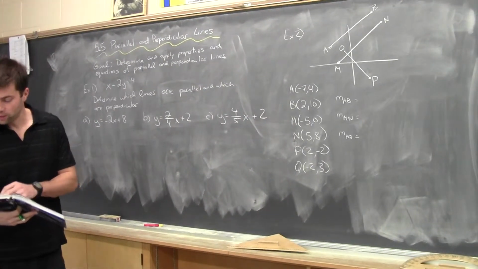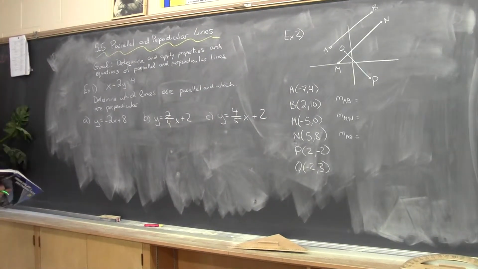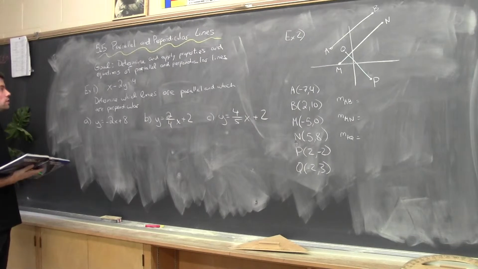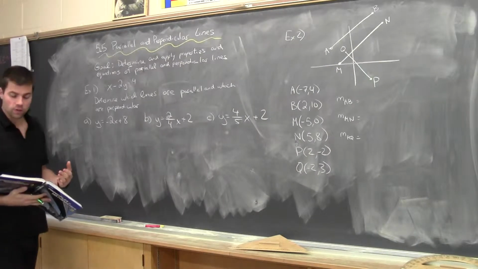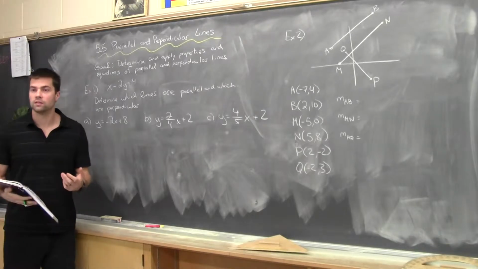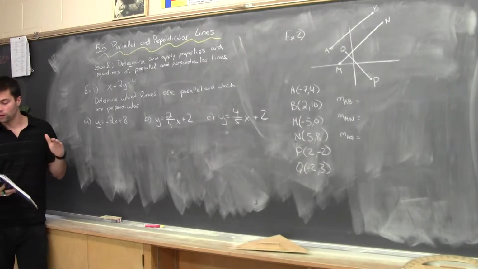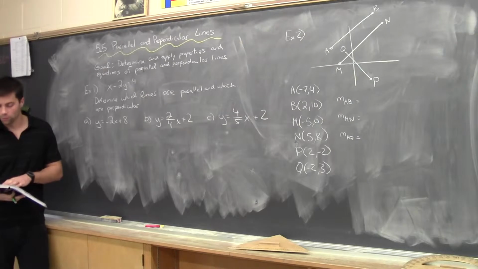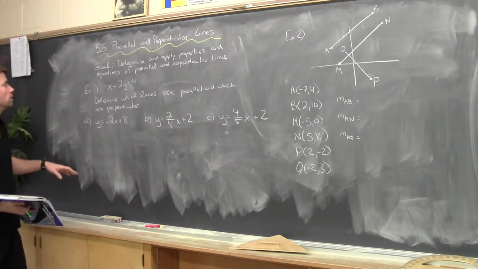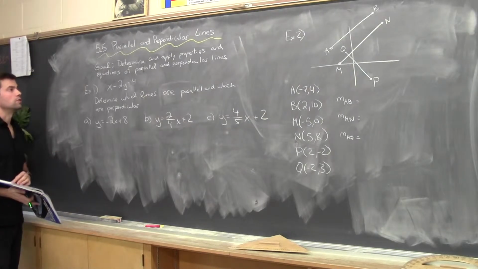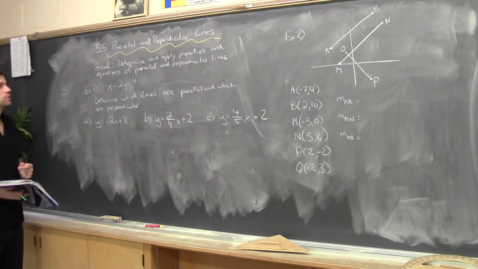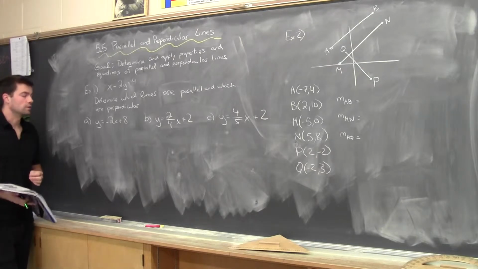5.5 in your textbook, page 295. Parallel and perpendicular lines. We've already talked about this a little bit. I know it came up in the last test actually, when two lines are parallel, that means that their slope is the same, but we're going to review it today. The goal is to determine and apply properties and equations of parallel and perpendicular lines.